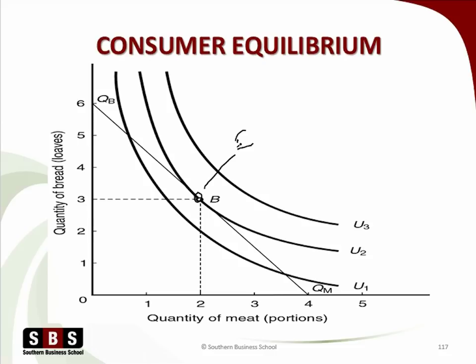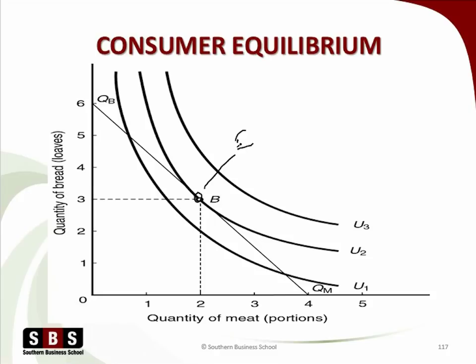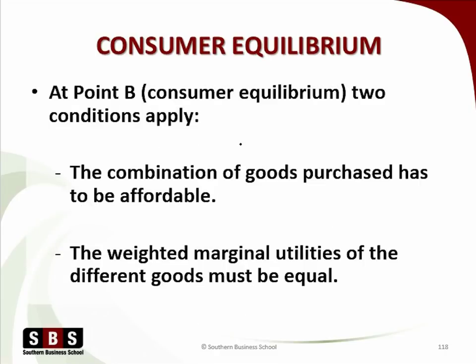But what is important to remember is that the quantity of, say, commodity A and the quantity of commodity B are on the two axes, and you relate all your answers back to those two commodities. So that's equilibrium. At that point, over at point B, two conditions apply. The combination of goods purchased has to be affordable, and the weighted marginal utilities of the different goods must be equal. You can just read through this carefully. This wasn't asked, but read through it carefully.